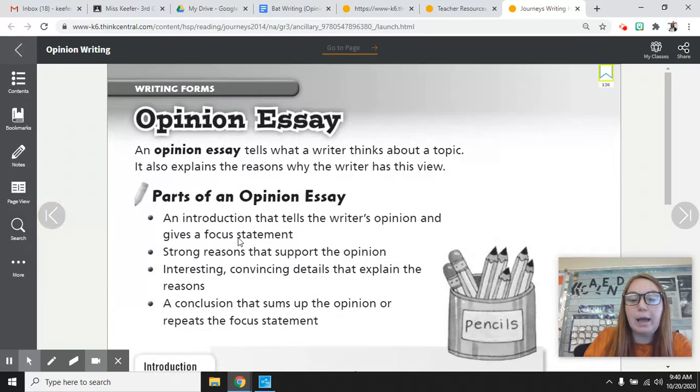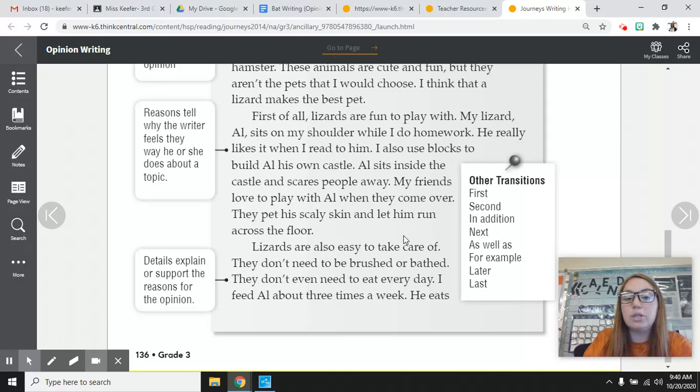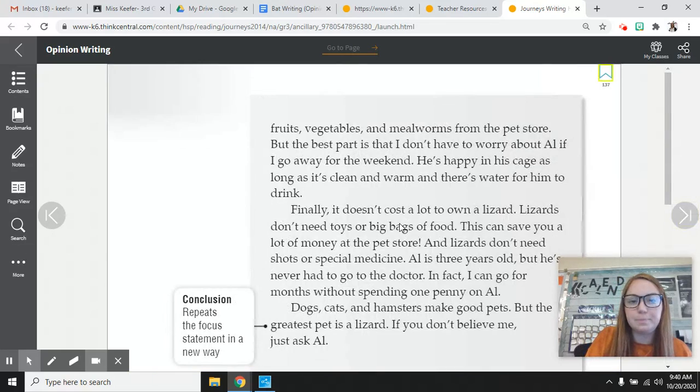So if I go back down here, it's saying the details explain or support the reasons for the opinion. So they're saying how they're easy to take care of, and then they're explaining why they're easy to take care of. They're not going on a completely different topic. They're still talking about why they're easy to take care of.